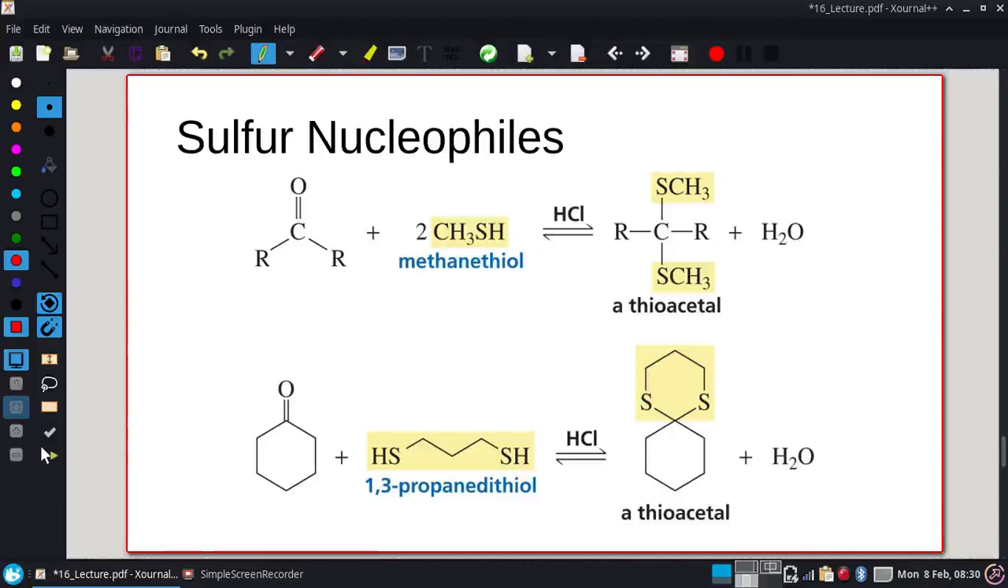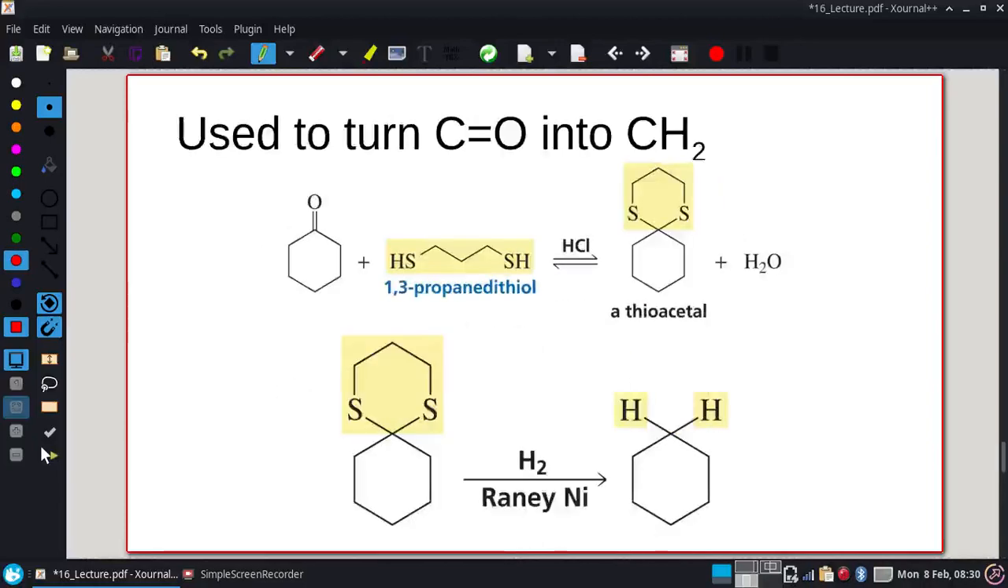Now, where this thioacetal really comes in handy is we actually can do something kind of cool with it. So it is a good protecting group, but also once we made it, if we just treat that directly with hydrogen and Raney nickel, it will turn it into 2 H's. So while we can return it back to a carbonyl, it is an interesting means of turning a carbonyl into an alkane.